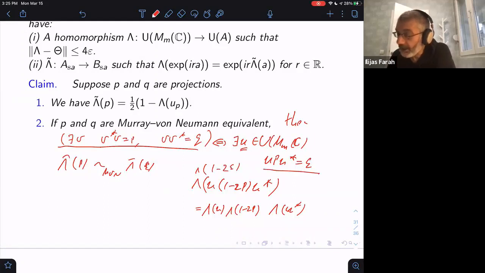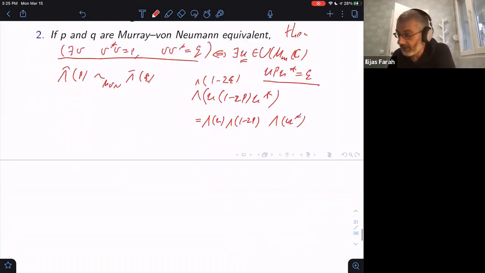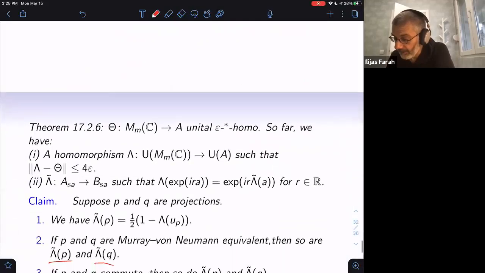You see, if P and Q are unitarily equivalent, then so are the corresponding unitaries. And because lambda is a group homomorphism, this is being preserved. So Murray-von Neumann equivalence of projections is preserved by lambda.